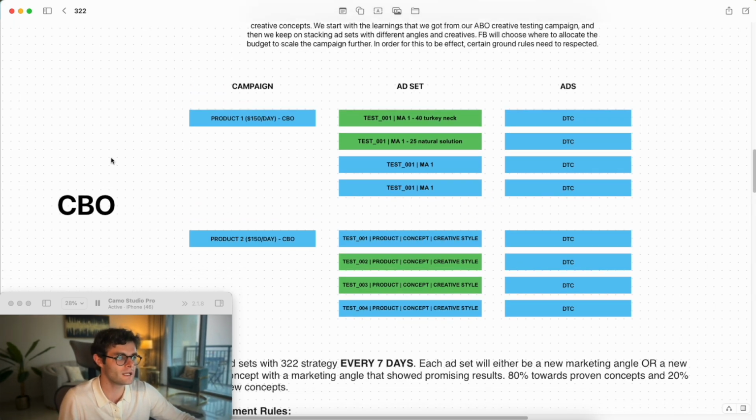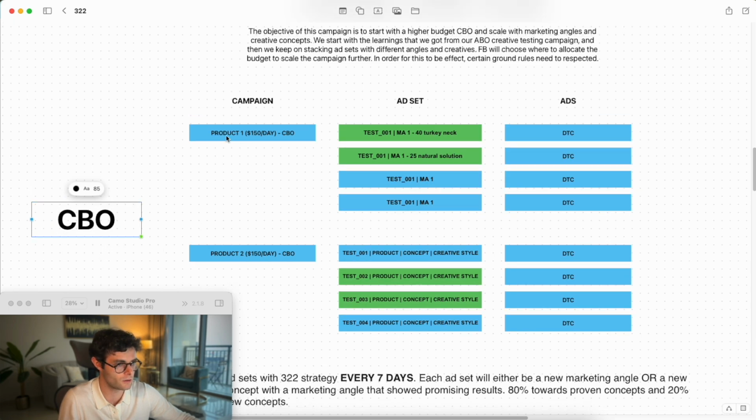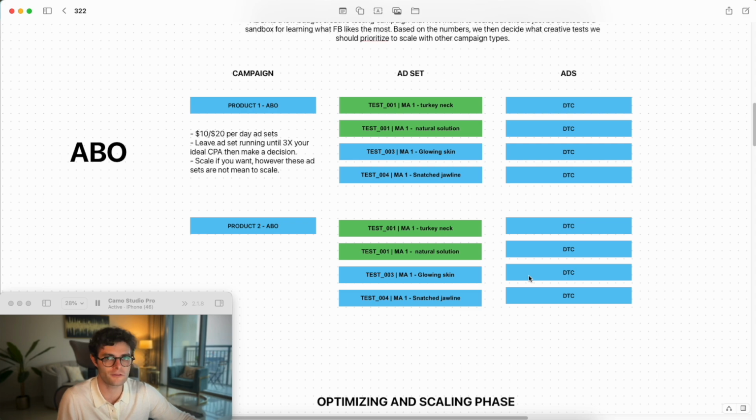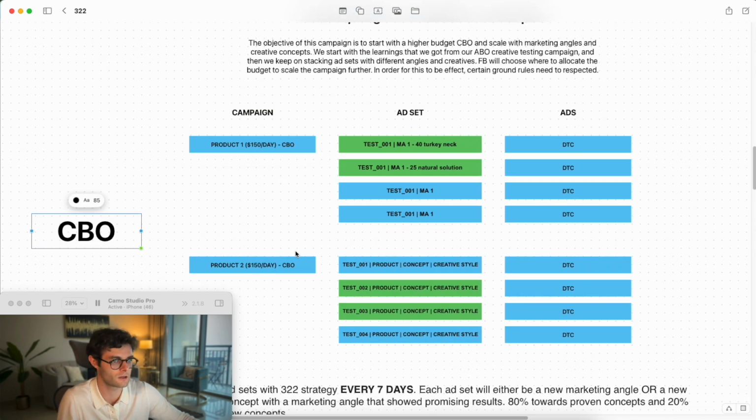Now, if you already have the structure and you're already doing CBOs, this is a good structure to test for sure. If you're doing other account structures and nothing is working, maybe just get into this immediately, because it's what I recommend.